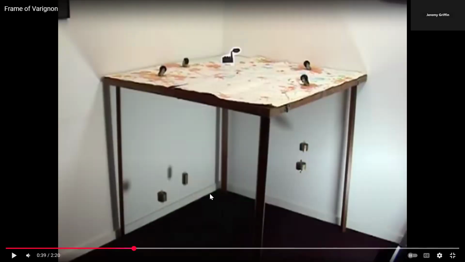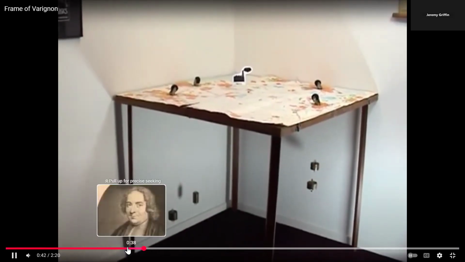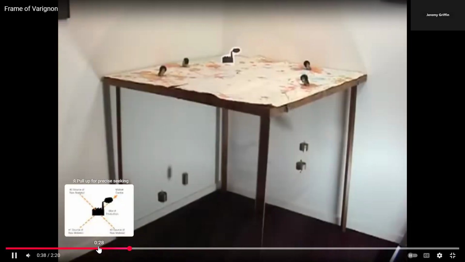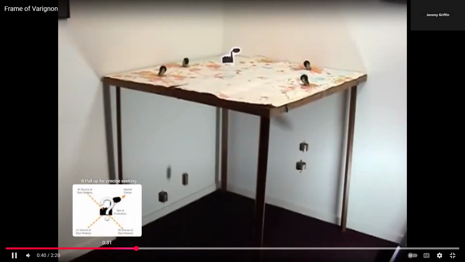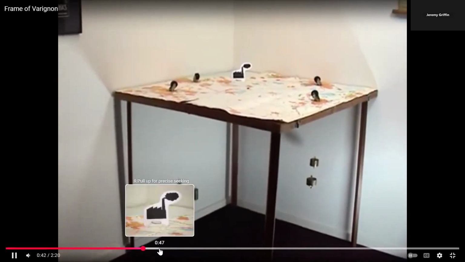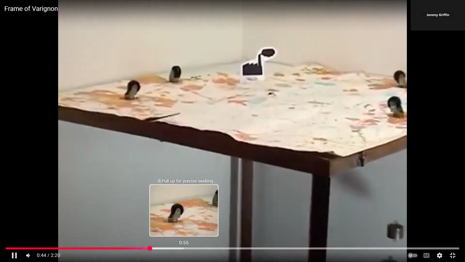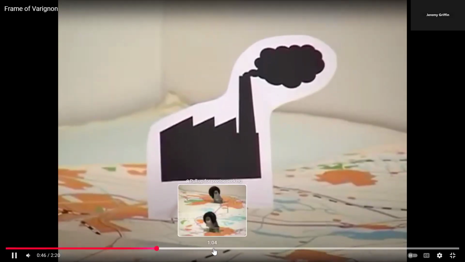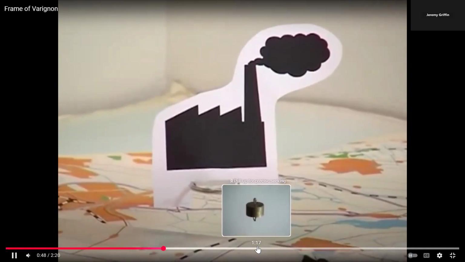Some of these places say they change out the weight. Here's the guy, Varignon. We talked about the theory in the first few minutes. There's the table. I want to find a place where they hang the weights and it shifts around a little bit.